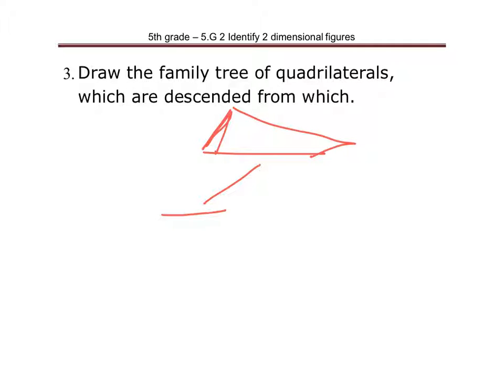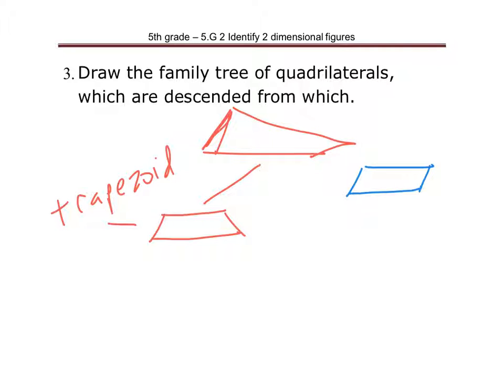Now, off to the side, you can have one pair of parallel sides. So this is one pair, and there's a regular trapezoid, more or less. But you can also start having two pairs of parallel sides. So you can have your parallelogram.